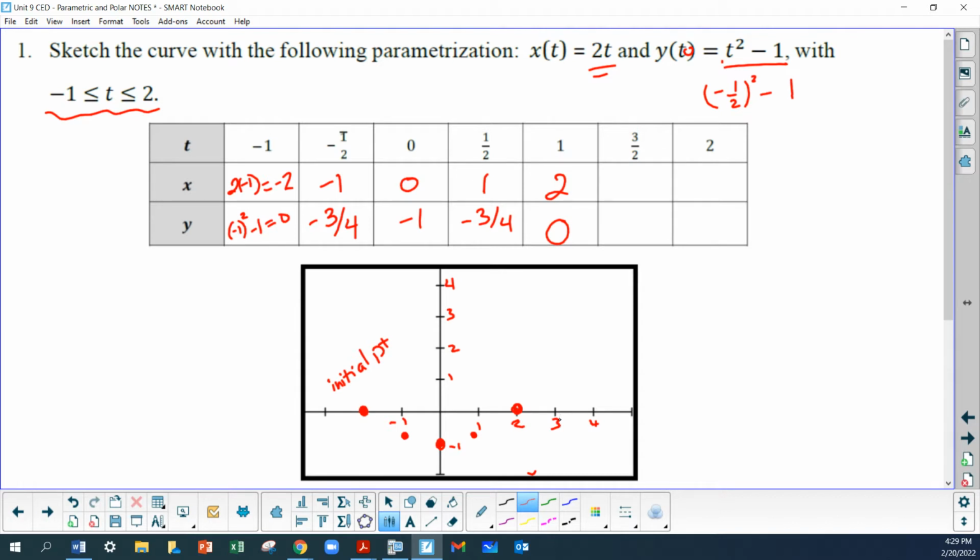And then putting in 3 halves, looks like we'll come out with 3 for x. 3 halves squared here would be 9/4 minus 4/4, coming out with 5/4.